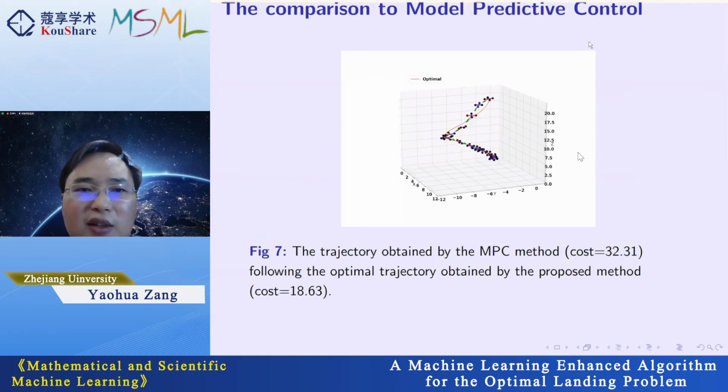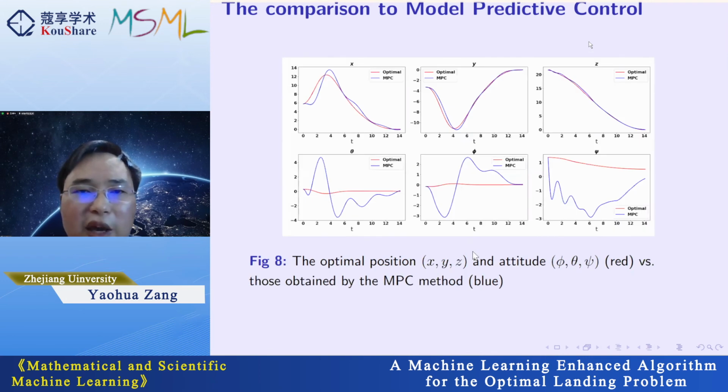We also compare the proposed method to the model predictive control, which is commonly used for the locomotion control of quadrupeds. Figure 7 is the trajectory obtained by the MPC method following the optimal trajectory obtained by the proposed method. The cost obtained by the MPC method is about 32, which is almost double that obtained by the proposed method, which indicates the optimality of the proposed method.